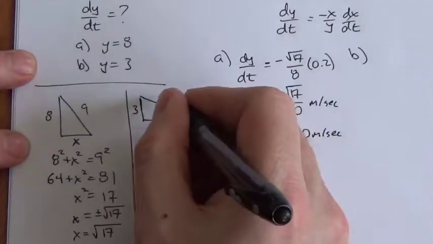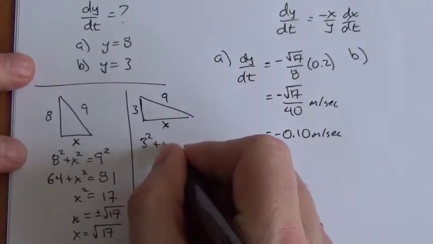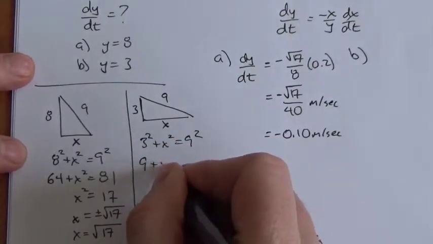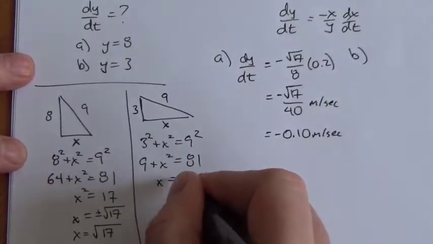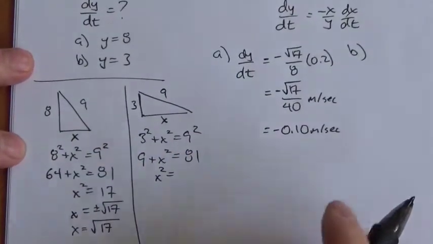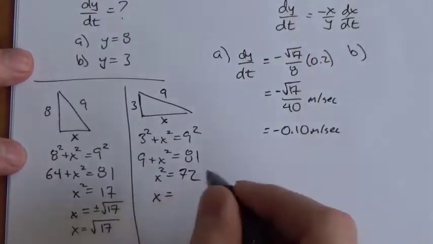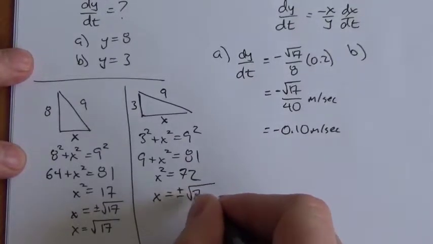So here's 3, here's 9, and here's x. So 3 squared plus x squared is going to equal 9 squared. So 9 plus x squared is equal to 81. And if I subtract, x squared is going to equal 72. And in this case, this is actually a lot easier to work with. This is going to be plus or minus the square root of 72.